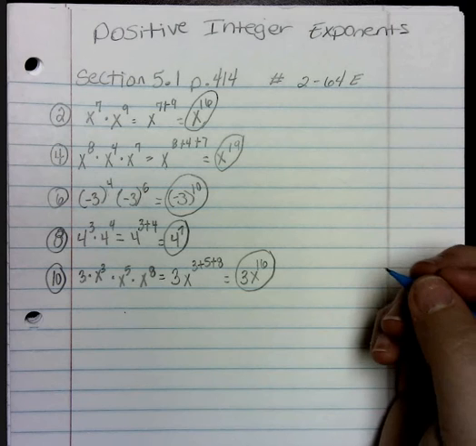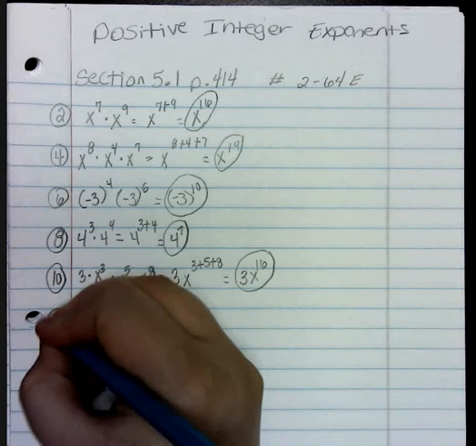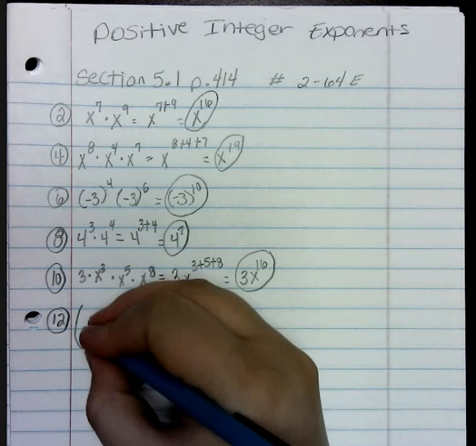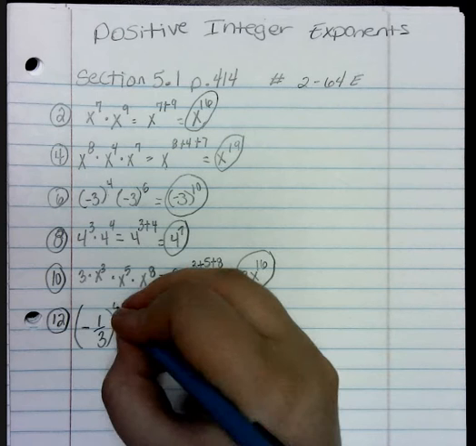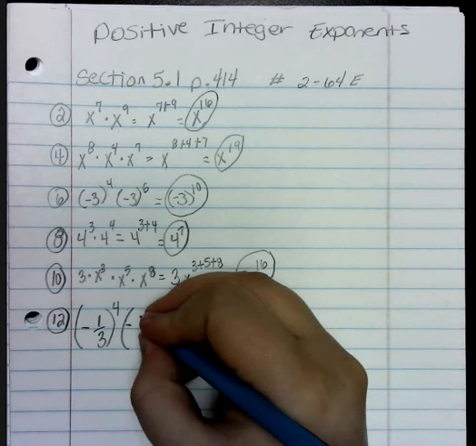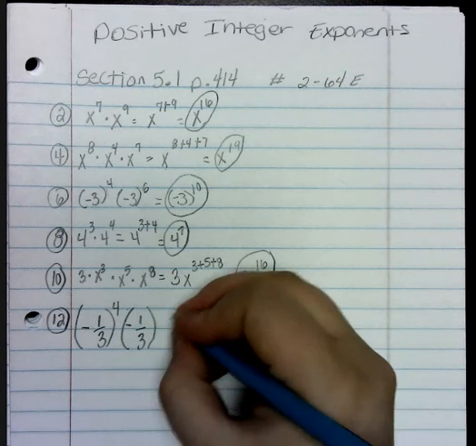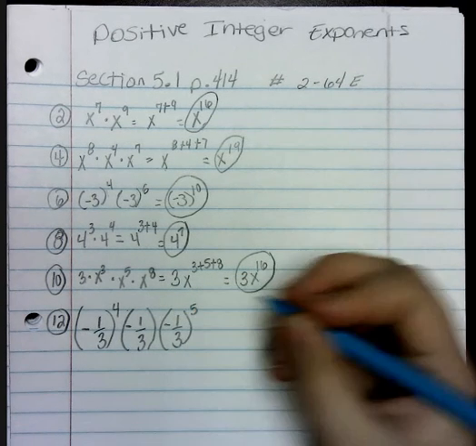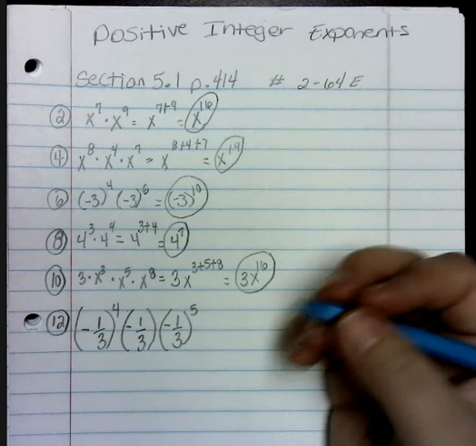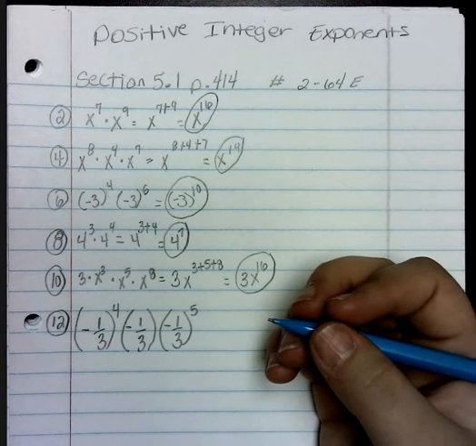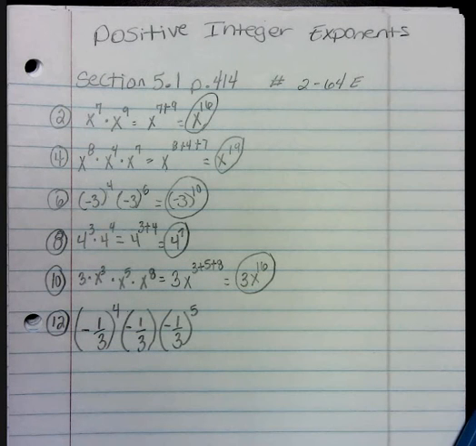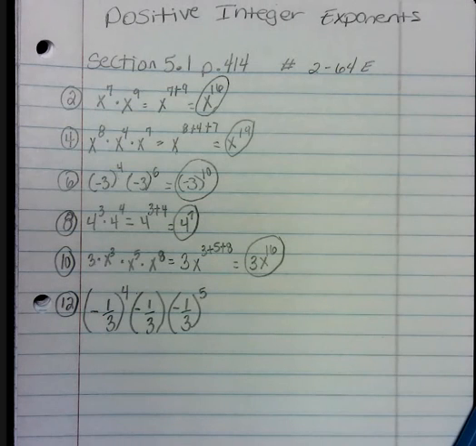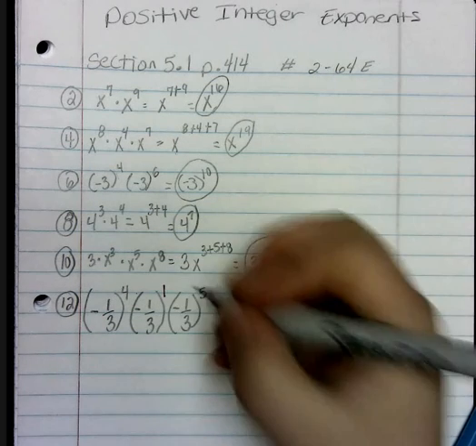So now number 12. This is when it's going to start to get a little tricky. Got negative 1/3, and for the record, the fraction does not make it the tricky part. Times negative 1/3 times negative 1/3 to the 5th. So every single base has an exponent, even if it is not written. Every single base is going to have an exponent. So here, even though it's not written, this negative 1/3 has an understood 1 there.